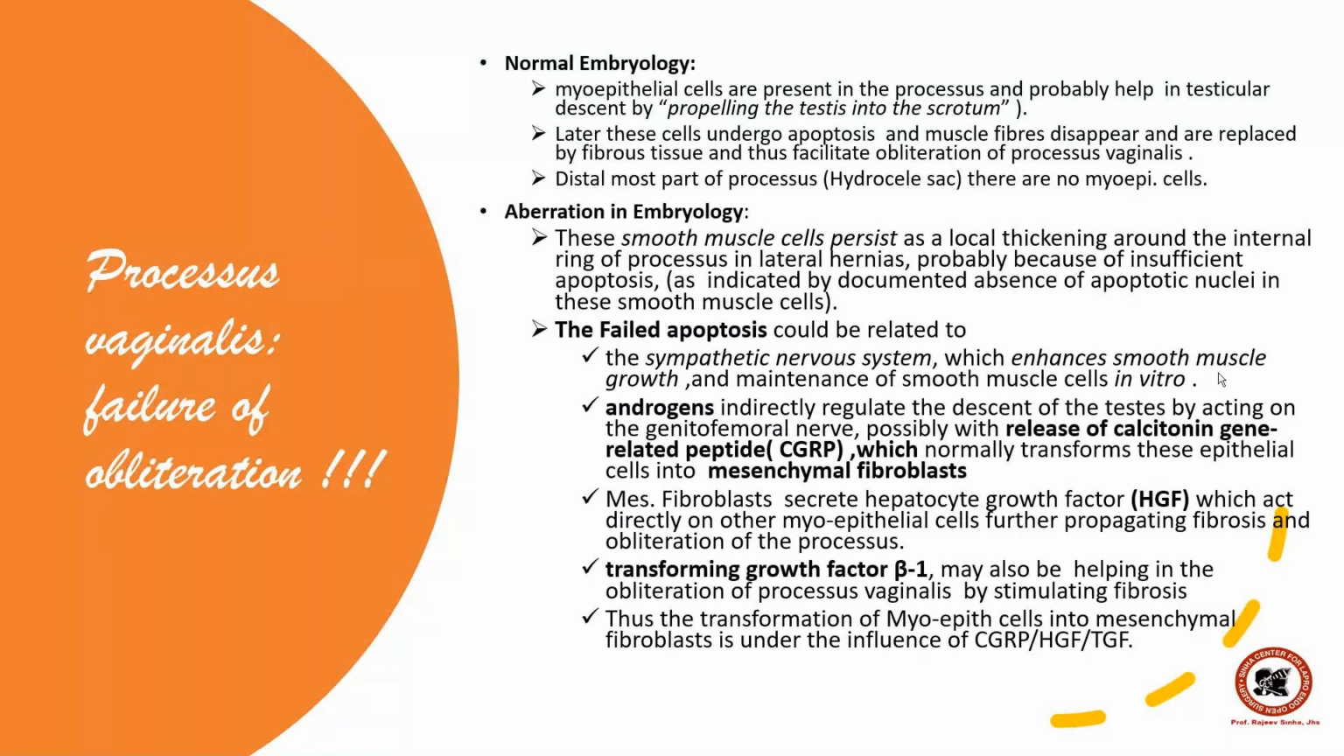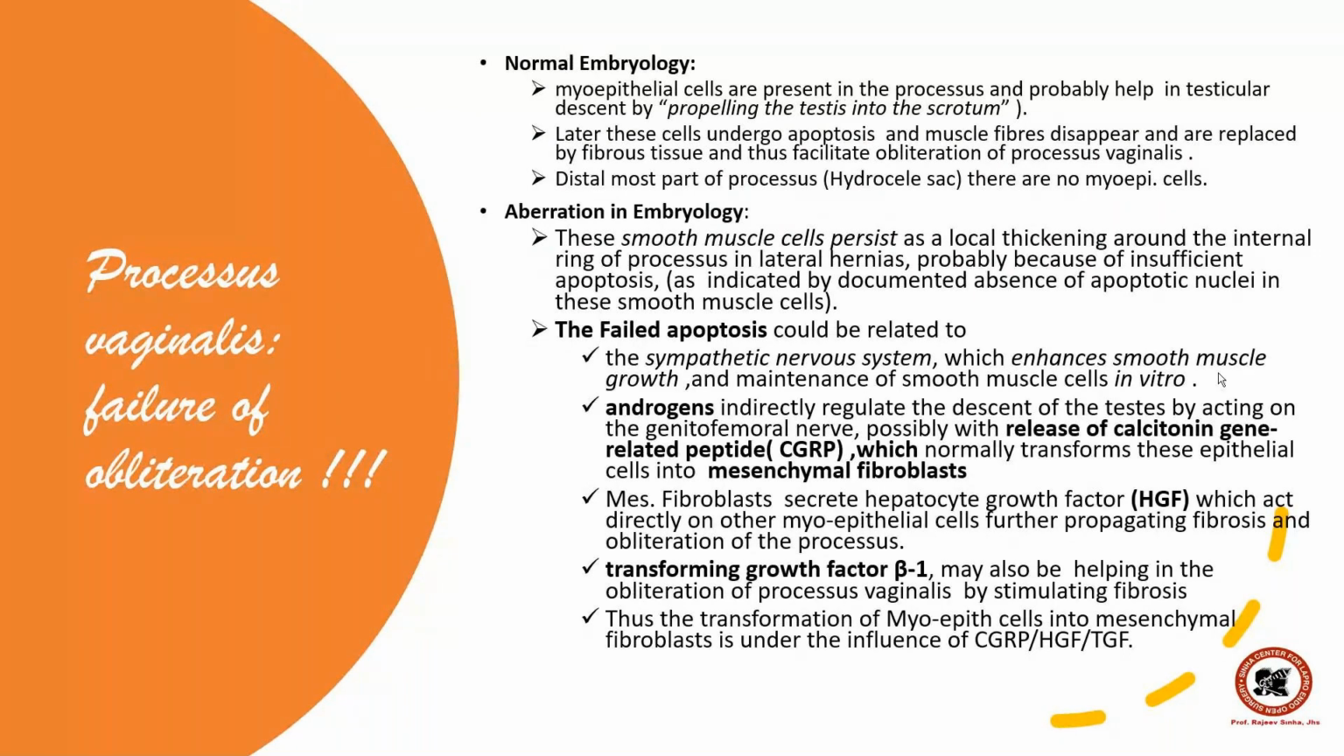So in lateral hernias, or what are known as inguinal hernias, because of insufficient apoptosis, as indicated by documented absence of apoptotic nuclei in these smooth muscle cells, you find that they are not there. So these myoepithelial cells have not disappeared and they have persisted, leading to thickening. Now, this failure of disappearance or failure of apoptosis could be related to a number of reasons. We'll just enumerate some of the important ones.